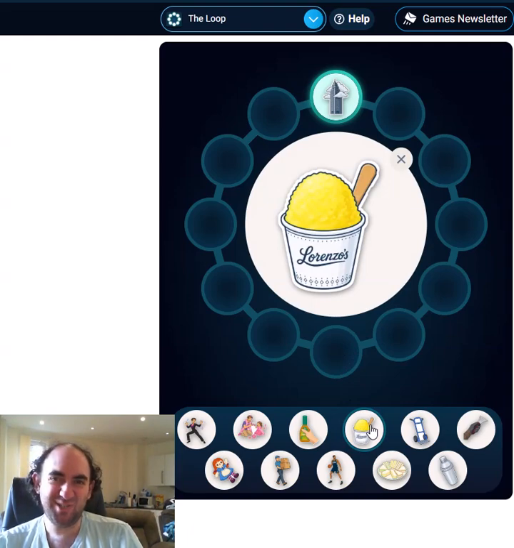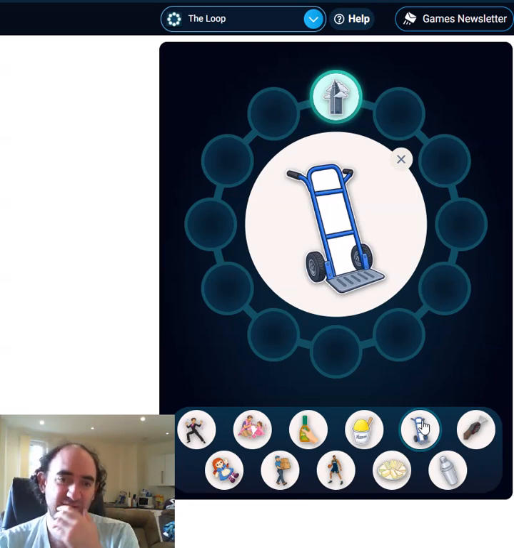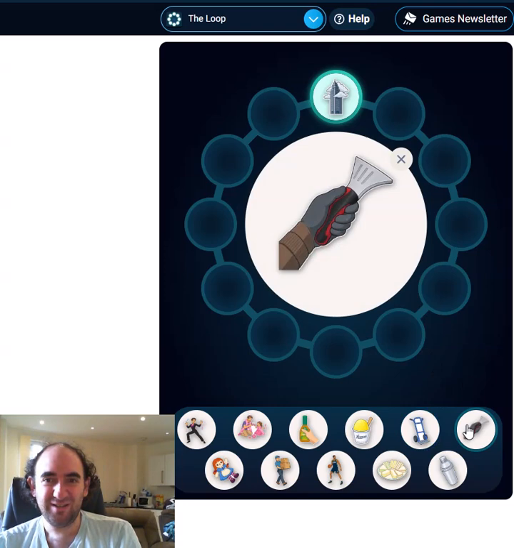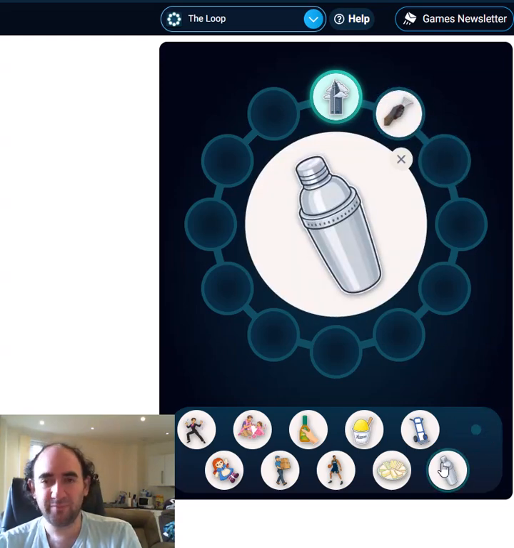That looks like lemon sorbet. That is, what's it called? A thing for lifting up heavy objects. Oh dear, that's an ice scraper? Something like that? Does it go next to the skyscraper? I think it must do. That's a cocktail shaker, I suspect.